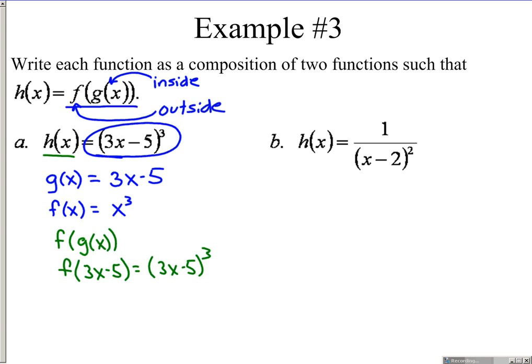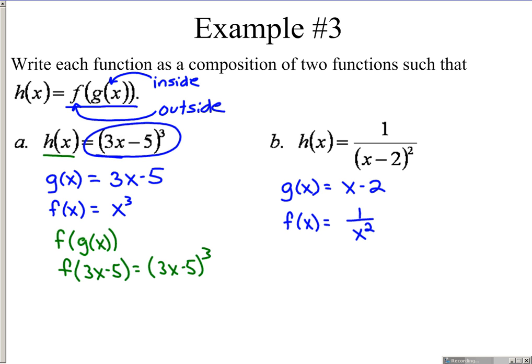Okay, last one here. Part B. Do the same thing. Identify your inside function first. Our inside function, g of x, what would we do first if we plugged a value of x in here? We would have to evaluate x minus 2. There's our inside function. Once we get that, what's the second thing we do? Well, we would take 1 divided by whatever that thing is squared.